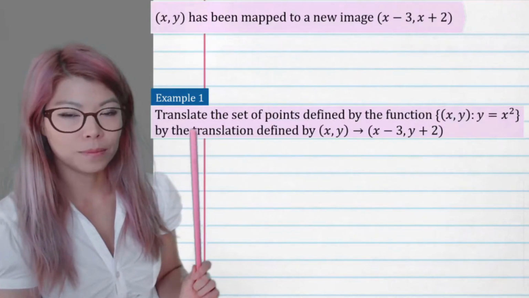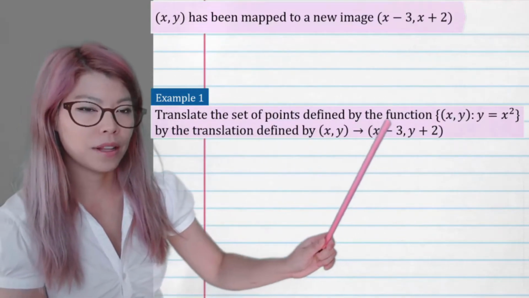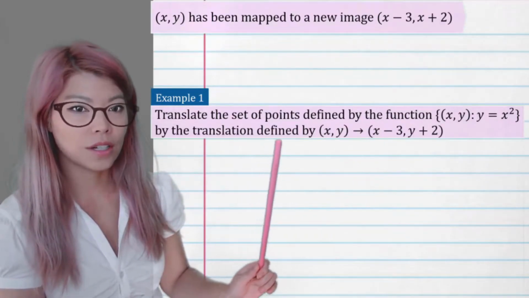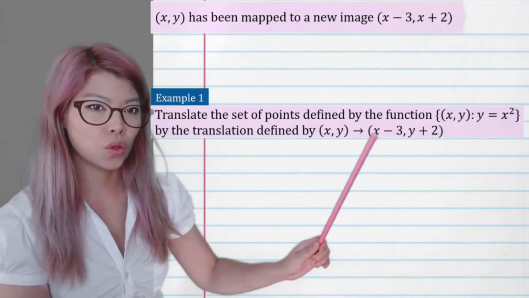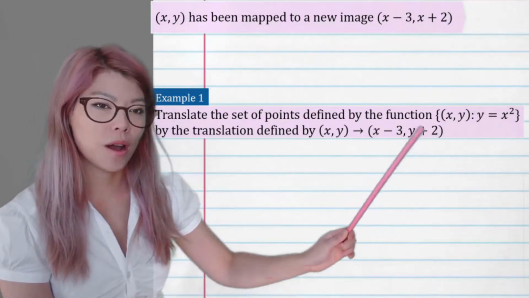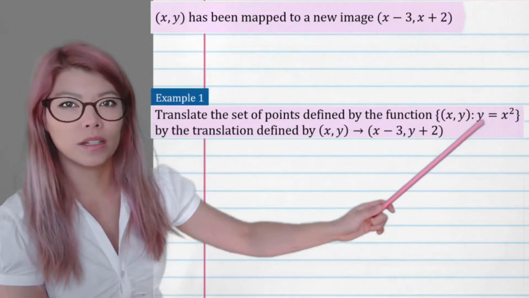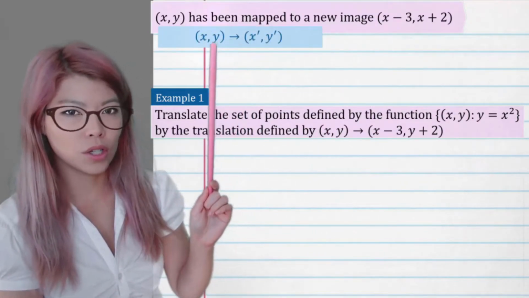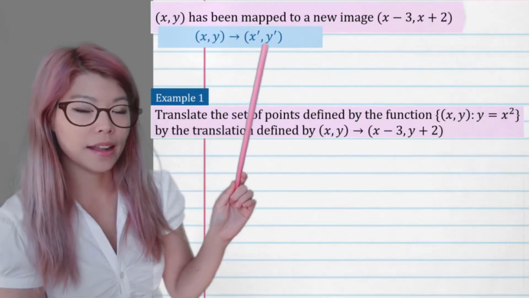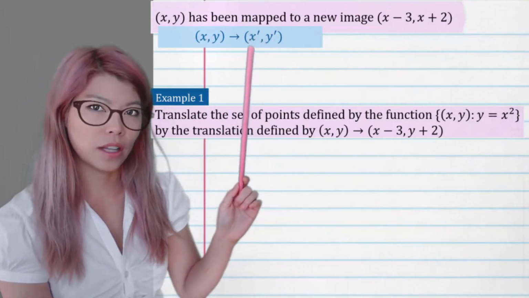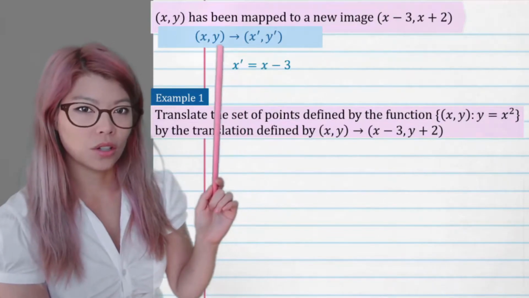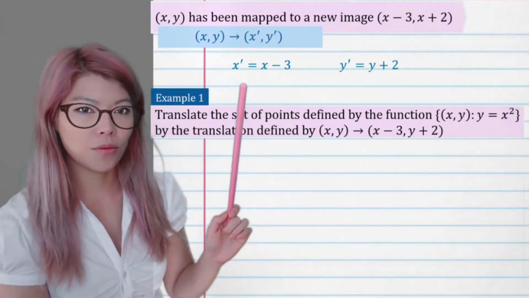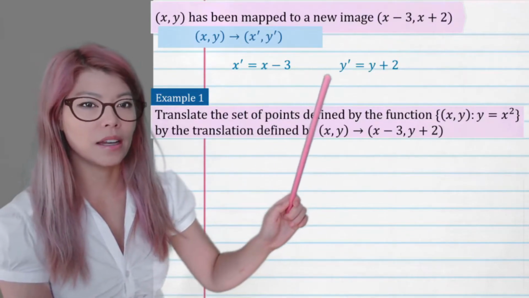Let's do an example. Translate the set of points defined by the function (x, y), where y equals x squared, by the translation defined by (x, y) mapping to (x - 3, y + 2). So how would we describe that? Let's start with looking at each point. The original point, we're going to call it (x, y), and the image, we're going to call it (x', y').